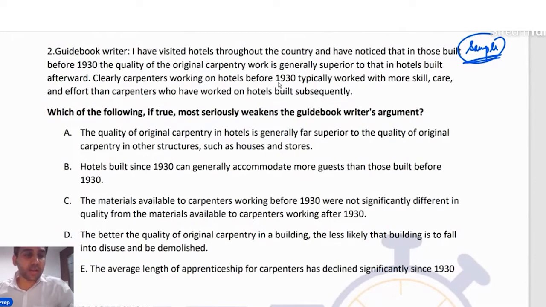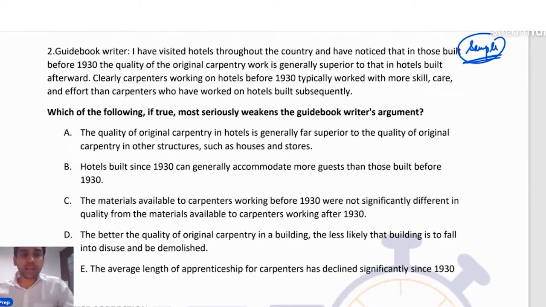So it says, I have visited hotels throughout the country and I've noticed that those built before 1930, the quality of the original carpentry work is generally superior to that in hotels built afterward. Clearly, look at the conclusion drawn by the author now. Clearly, carpenters working on hotels built before 1930 typically worked with more skill, care, and effort than carpenters who have worked on hotels built subsequently. Now, here the author is drawing the conclusion based on the hotels that he has visited. And the first question you must ask yourself is, maybe the sample is biased, maybe the sample is not representative. That's the question that you must be able to ask, and then have that as the answer in one of the options. So look at option A.